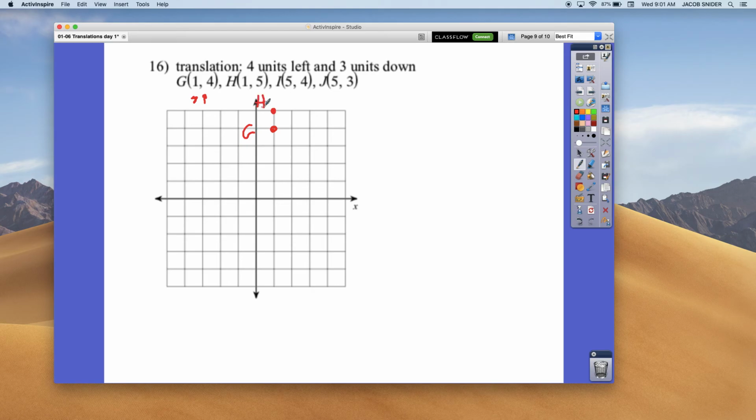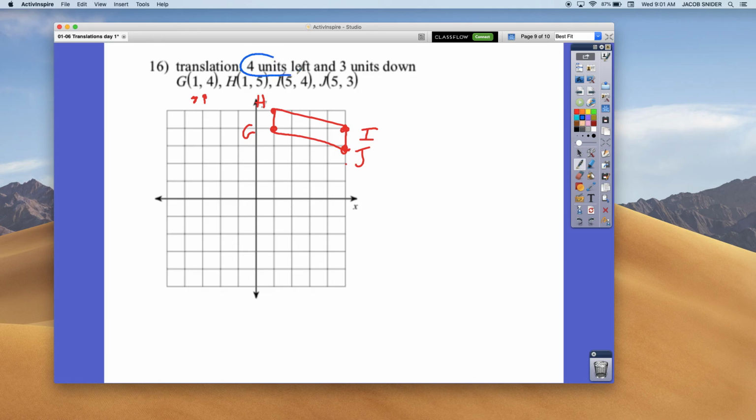There's H. I is (5, 4): 1, 2, 3, 4, 5, then 1, 2, 3, 4. There's I. And J is (5, 1): 1, 2, 3, 4, 5, then 1, 2, 3. And there is J. And there is my shape. It looks like a parallelogram. Quadrilateral, it's got 4 sides. Okay, what am I going to do with it now?